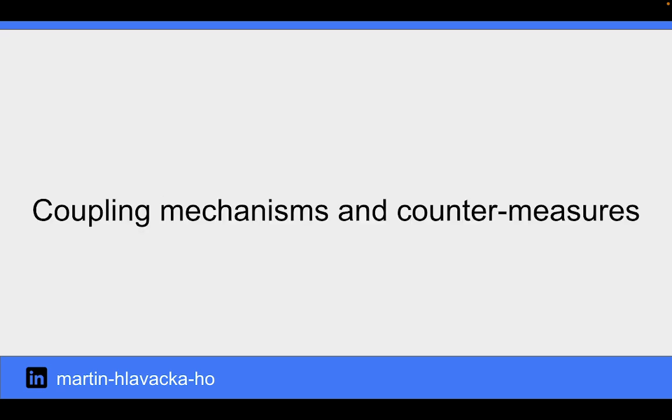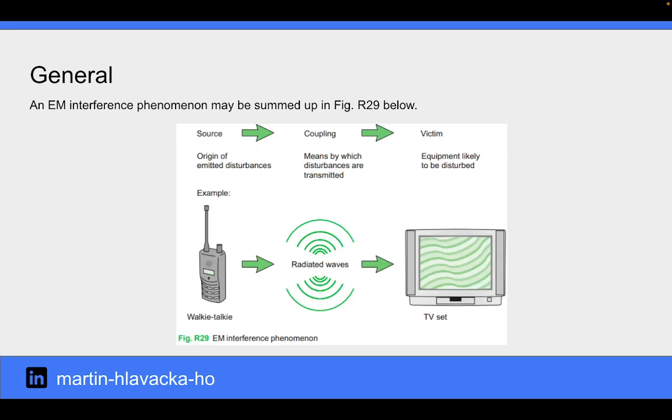Coupling mechanisms and countermeasures. An EM interference phenomenon must be summed up in a figure R29.